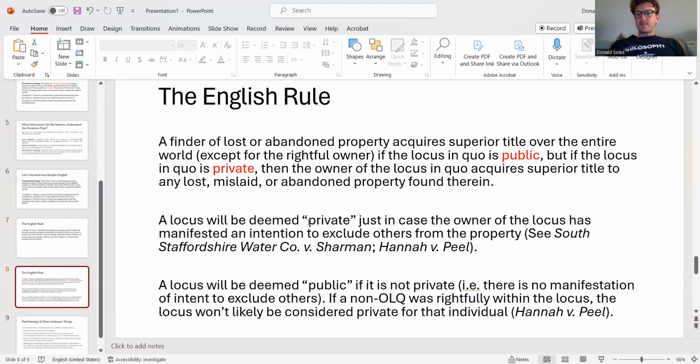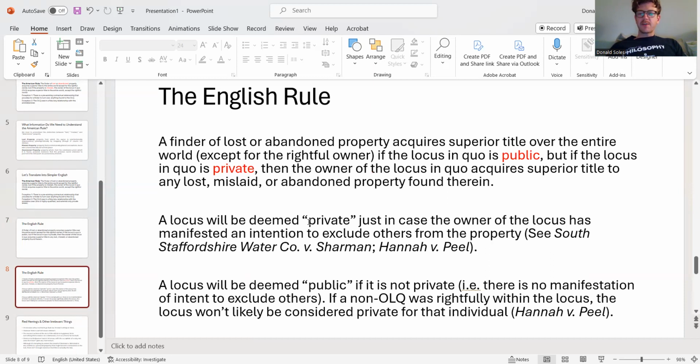And I'd like for you to take away from the Paulus article the notion that private loci are those where the owner has manifested an intention to exclude others. So the case of South Staffordshire Water Company versus Sharman lent some support to this proposition, because in that case, the water company took these pains to exclude everyone else from coming to their pool, presumably by putting up fences and gates and that sort of thing.